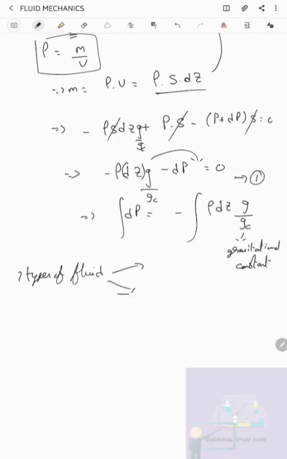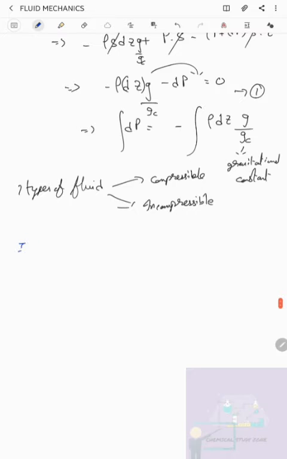That means they are compressible and incompressible fluids. So we need to find this pressure difference for both compressible and incompressible fluids. Now I'll prove it for incompressible fluids first, as it is very easy.